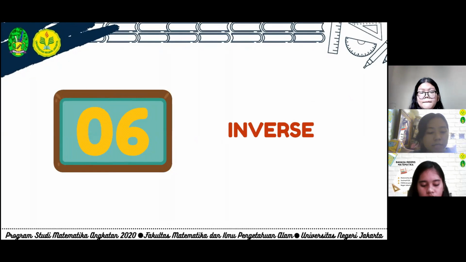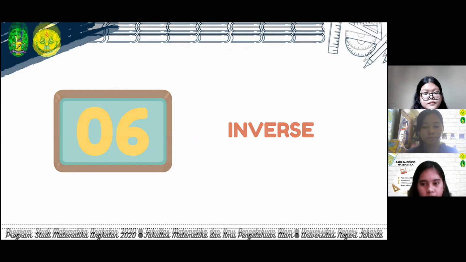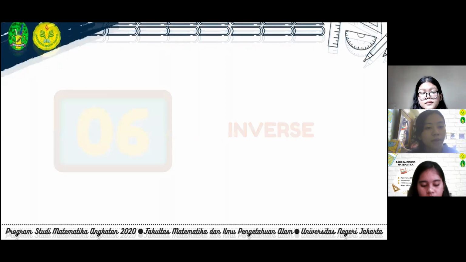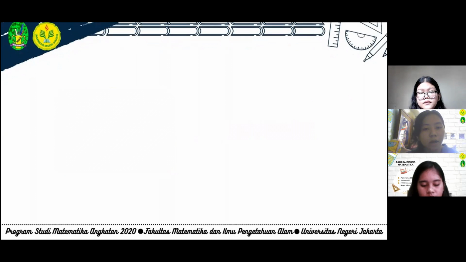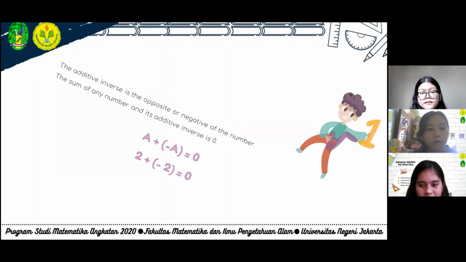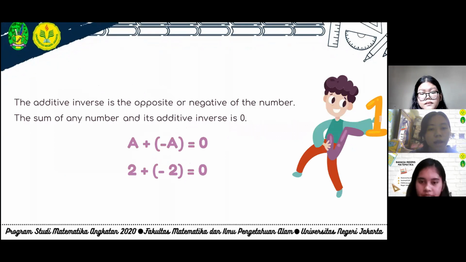And the last, there is the inverse property. The additive inverse is the opposite or negative of the number. The sum of any number and its additive inverse is 0. For example, A is added to negative A and the sum is 0. 2 is added to negative 2 and the sum is 0.